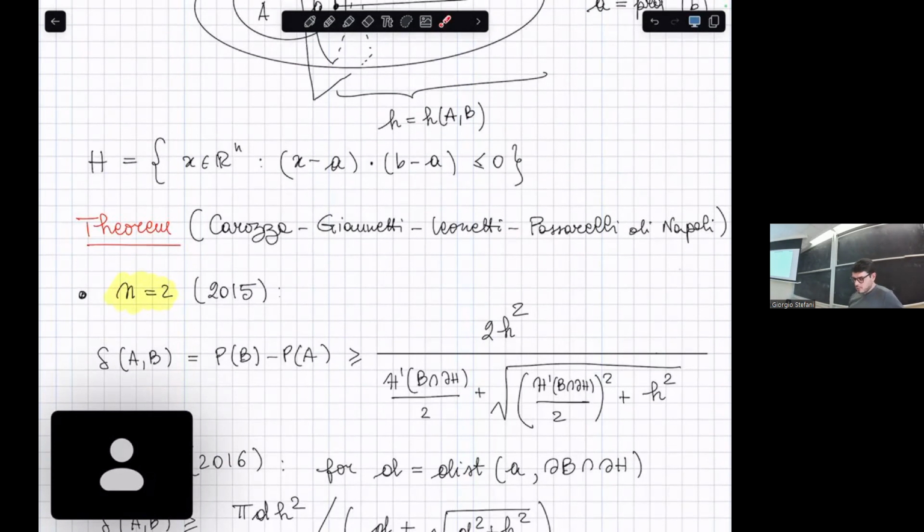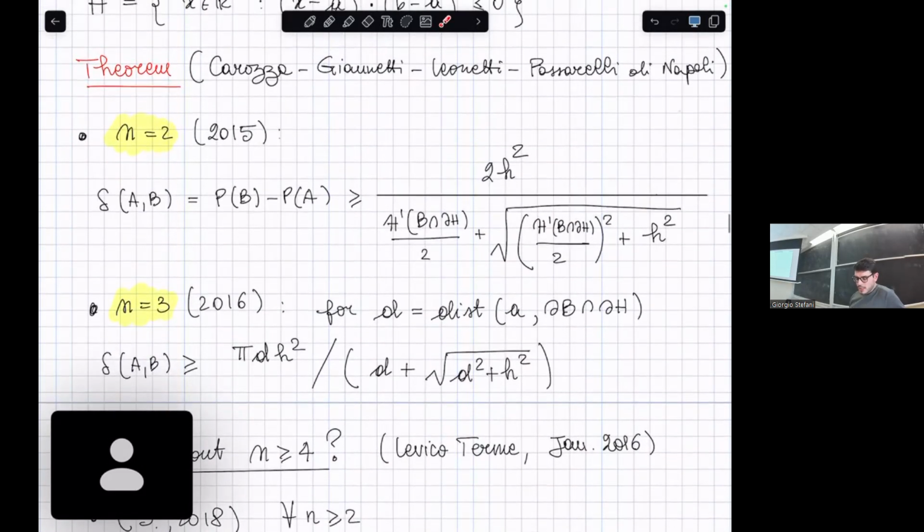Theorem. So this was proved for the first time by Carrozza, Giannetti, Leonetti, and Passarelli di Napoli in two papers. The first one, 2015, the second one, 2016. The first one was in dimension 2, on the plane. So I'm interested in the difference between the perimeter of B minus the perimeter of A. And this is important, that A is contained in B, because I want this to be non-negative. Okay, so I will denote by delta AB the difference between the perimeter of B minus the perimeter of A.